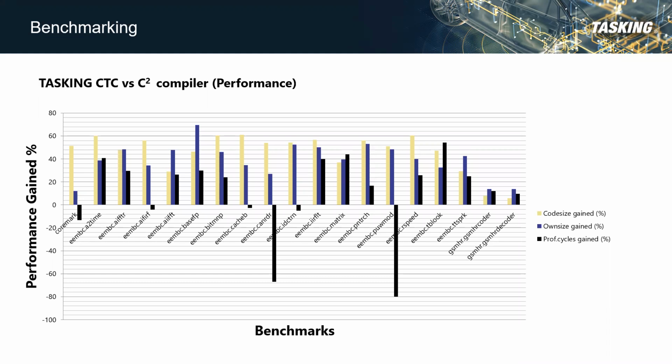In some modules like EEMBC canrdr, the C2 compiler outperforms the tasking CTC compiler. But still, tasking produces 50% less code size for this particular module. When we did a deeper analysis and some research on this module, we saw that in these cases the C2 compiler is making use of loop unrolling. So we need to understand what exactly loop unrolling is.